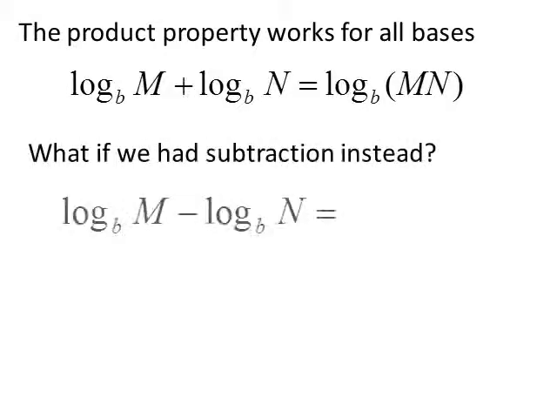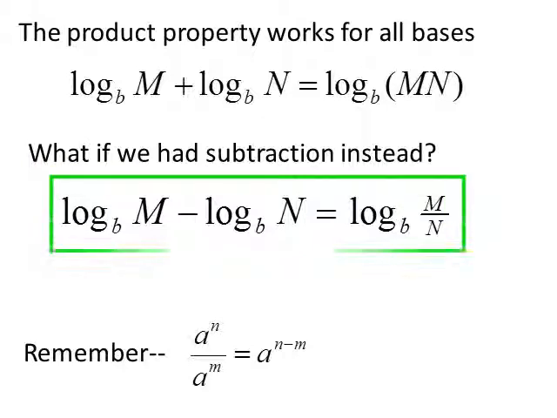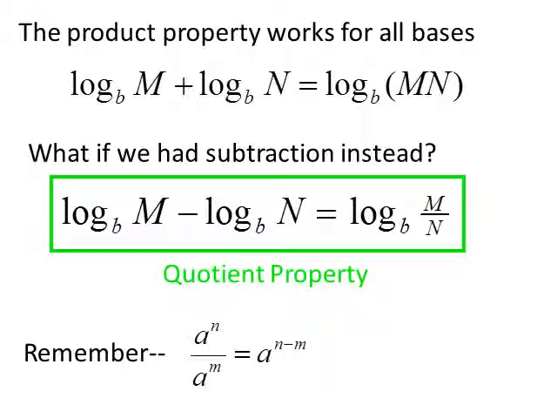So what if it was subtraction? What if it was log base b of m minus log base b of n? Well, in that case, much like addition, subtraction is the opposite of addition, so you imagine that I would do the opposite of multiplication. So instead of multiplication, I use division, because that's its opposite. So that means log base b of m minus log base b of n equals log base b of m divided by n. And that is called the quotient property.